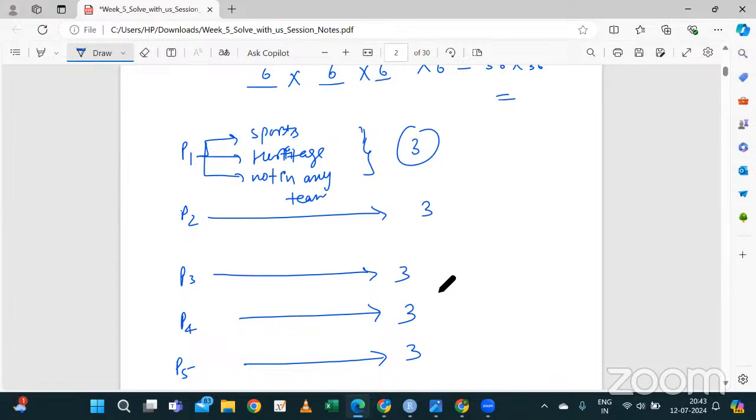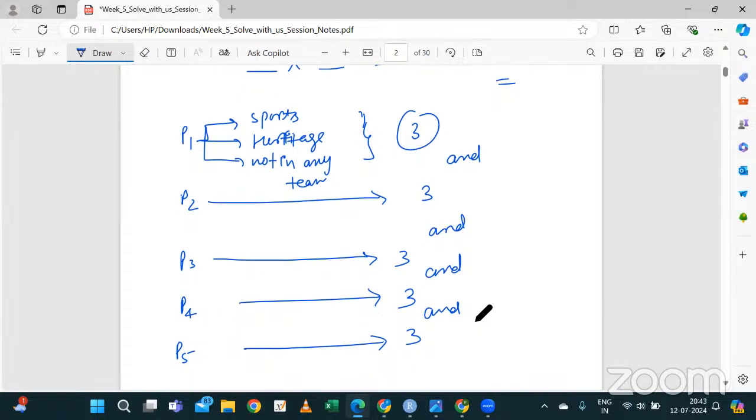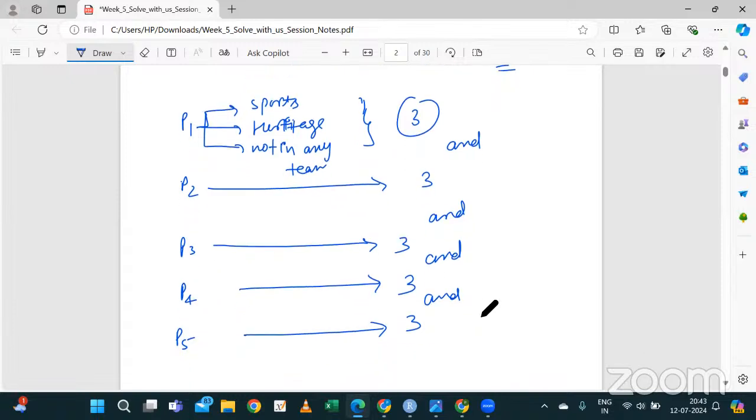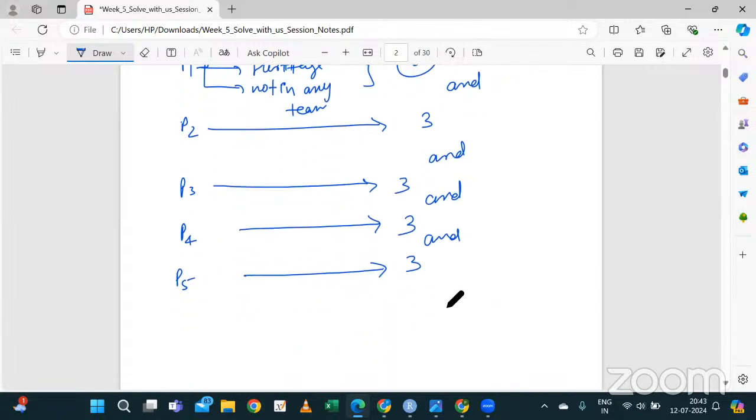Multiply. Correct? There is a case of "and", right? First person and second person and third person and fourth person and fifth person. If there is a case of "or", then you have to add. Maybe you have seen the counting principle in Week 5. So it will be 3 into 3 into 3 into 3 into 3, which is nothing but 3 raised to power 5. So 3 raised to power 5 is nothing but 243.